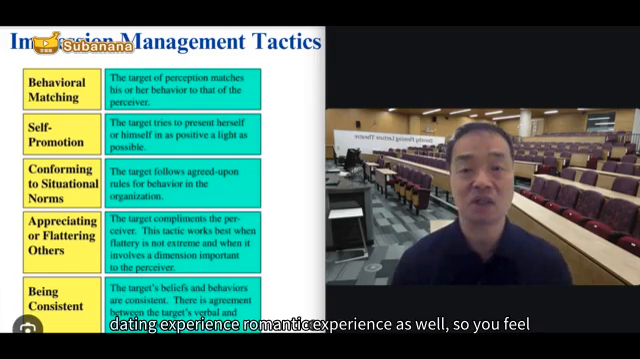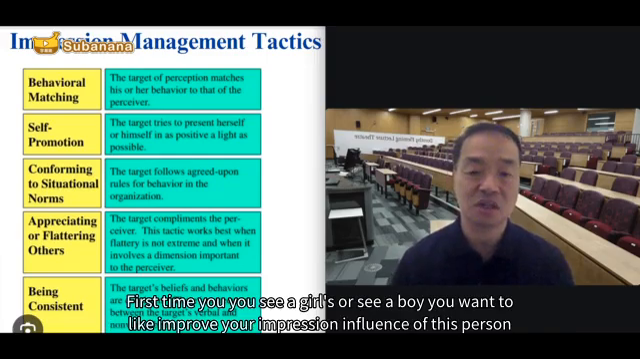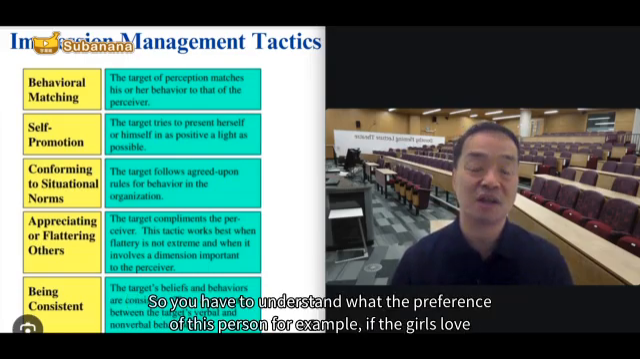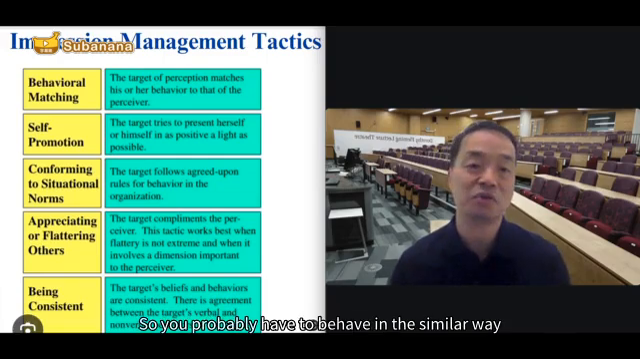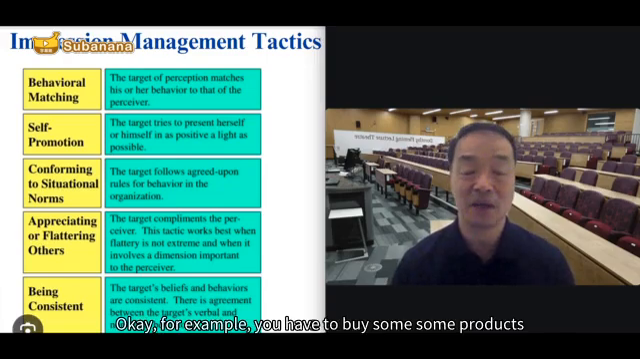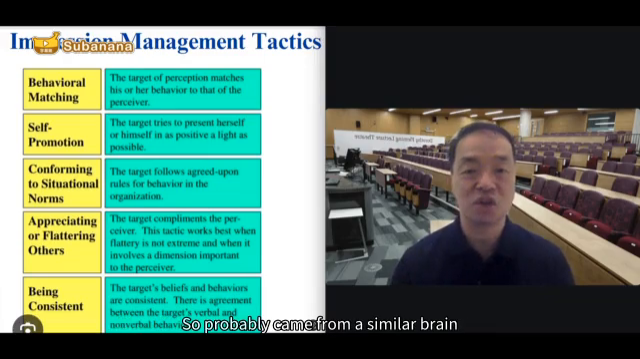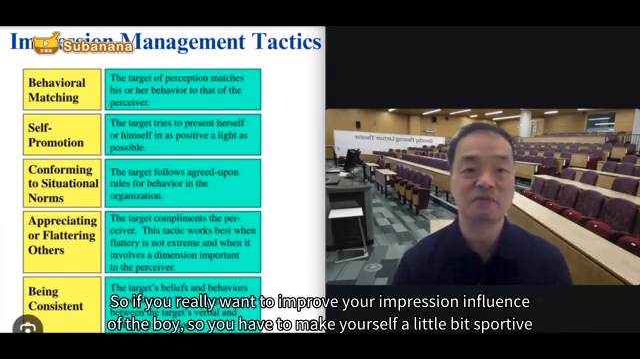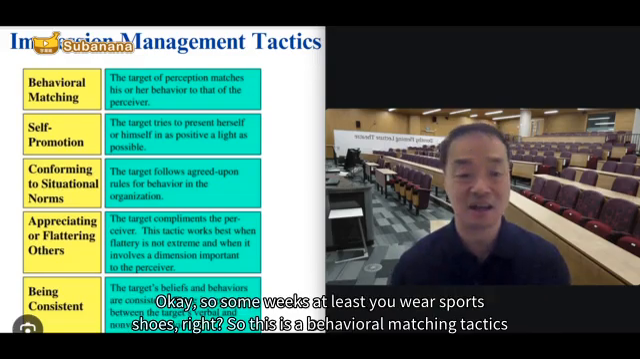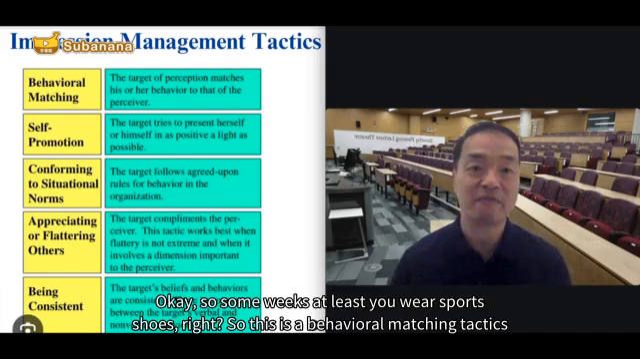Dating and romantic experiences are the same. If you see a girl or a boy for the first time and want to improve your impression in front of this person, you have to understand the preference of this person. For example, if the girl loves luxury products like luxury handbags, you probably have to behave in a similar way, for example buying some products from a similar brand. If your target is a boy who is pretty sportive, you have to make yourself a little bit sportive. For example, at least you wear sports shoes. This is a behavioral matching tactic.